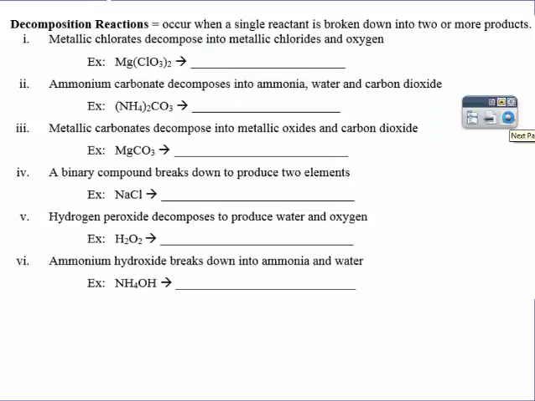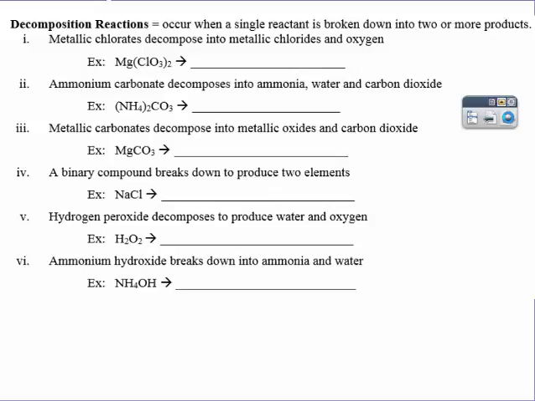Decomposition reactions occur when a single reactant is broken down into 2 or more products. You know it's going to be decomp because you're only going to start with one thing. Notice all these have one reactant. So the 5 or 6 rules that you need to know for these, again, backwards or forwards, because these you could see backwards for synthesis reactions.